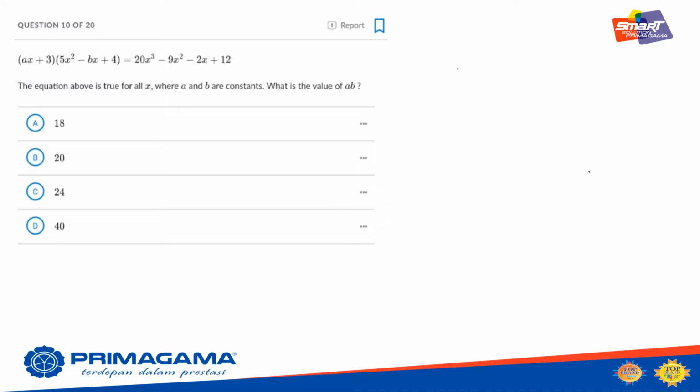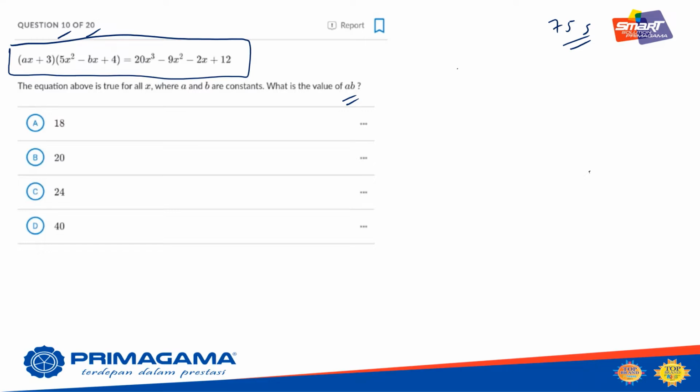So let's dig in. If you notice, this is question number 10 out of 20, which means this is from the math with no calculator allowed, and the time allowed for each question on average is 75 seconds. So let's try to do this the normal way first. Here we are given an equation and we are asked what is the value of ab. And to solve this, of course, we have to work out the left-hand side equation and match it with the right-hand side equation. Let's try to rewrite the question first.